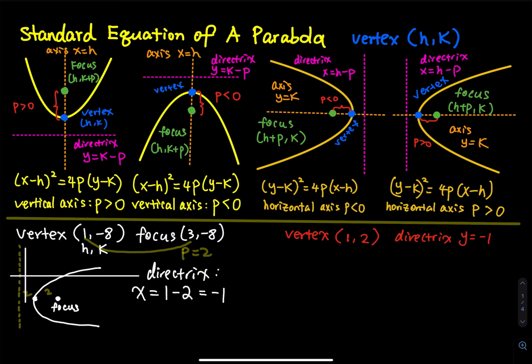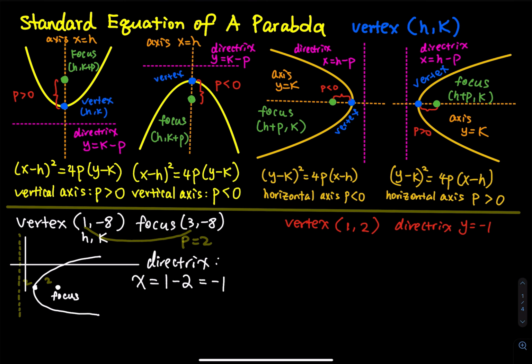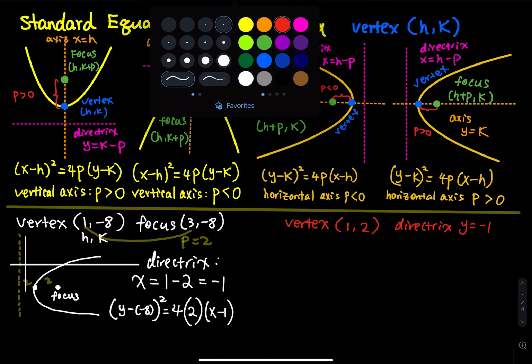So we have a p, we have h comma k, and then we can just write the equation. So the equation is, you are following this equation, which is y minus k, right? So you have y minus -8, and then square, and that is equal to 4 is built in, and then we have a 2, and then we have x minus h, which is x minus 1. And that's it.